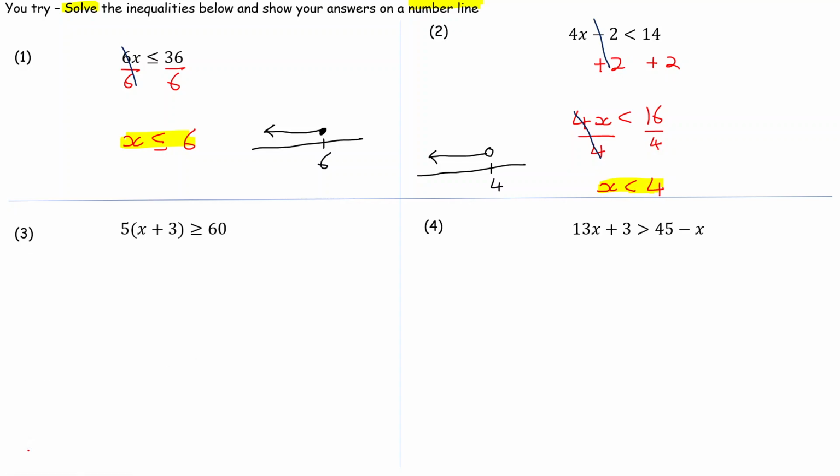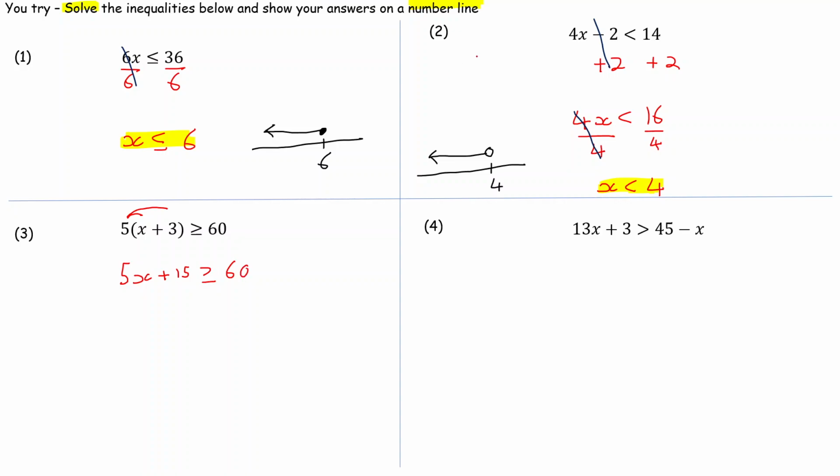I always say if you've got a bracket, probably a good idea to expand it. You could, on this one, divide through both sides by 5, but probably we're going to expand the brackets here. That's not a bad thing to do. So let's expand the brackets. 5 times x is equal to 5x. 5 times 3 is equal to plus 15. Let's write this a little bit neater. So plus 15, and that is greater than or equal to 60.